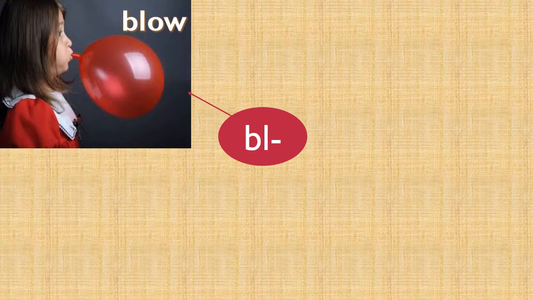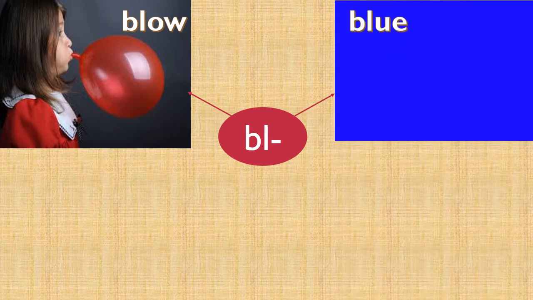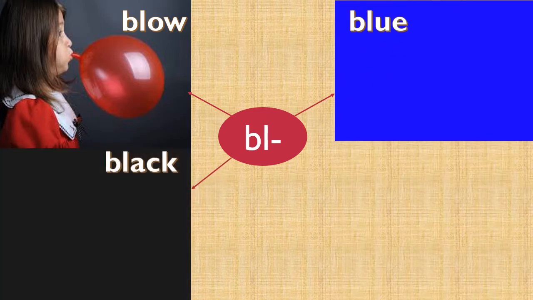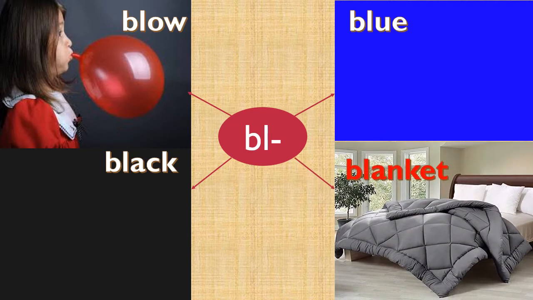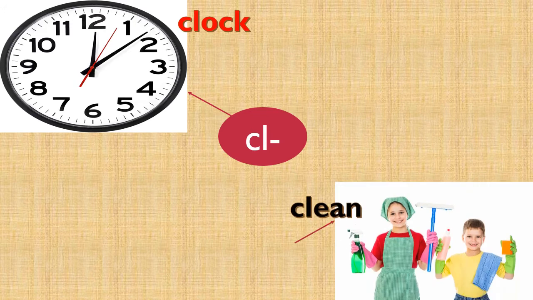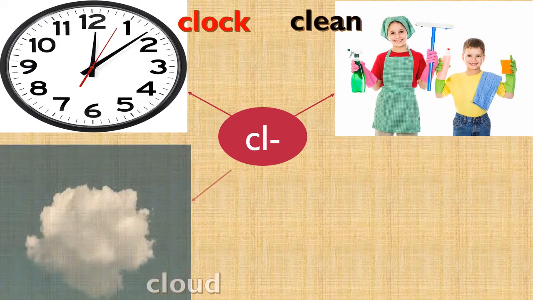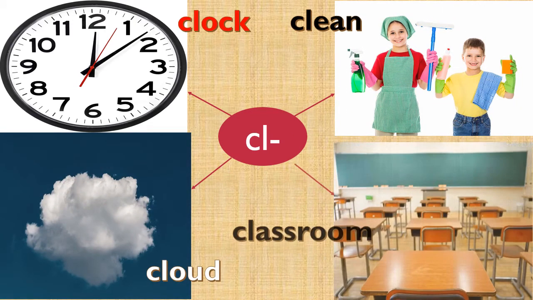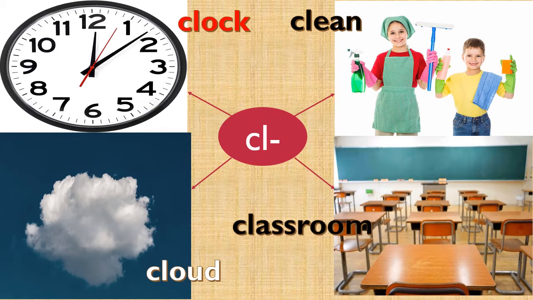BL, bl. Blow, blue, black, blanket, initial consonant blend BL. The next initial consonant blend is CL, cl. Clock, clean, cloud, classroom. So these are a few examples for the initial consonant blend CL.